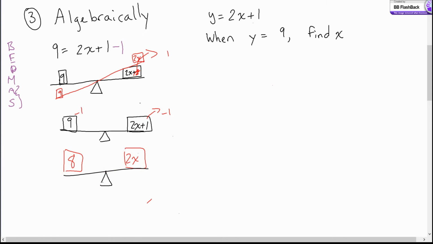So we're trying to get x by itself. So we have 2 x's in here. We have twice the weight. How do we get rid of that? Well, we have to have half the weight. We have to do the opposite operation. So right now we have 2 times x. We need to divide by 2.